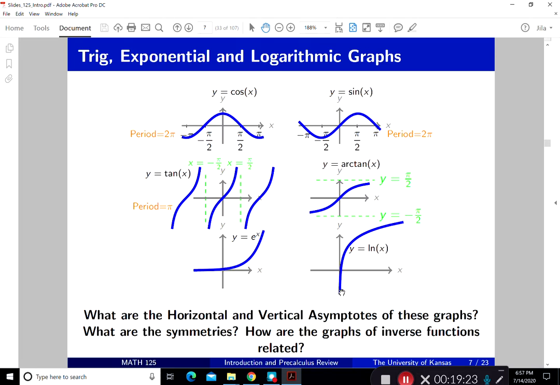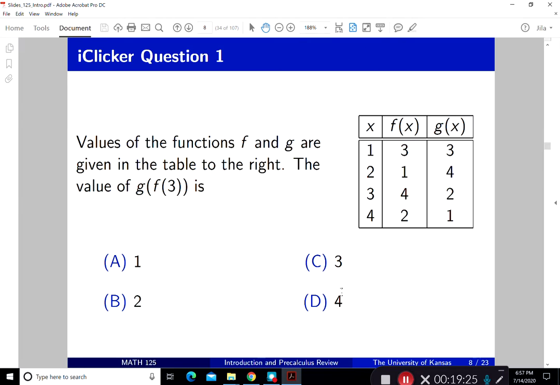Now, iClicker question 1. Values of the functions f and g are given in the table to the right. The value of g of f of 3 is, and the choices are A equal to 1, B equal to 2, C equal to 3, and D equal to 4. Give yourself a little time to work it out and come back.